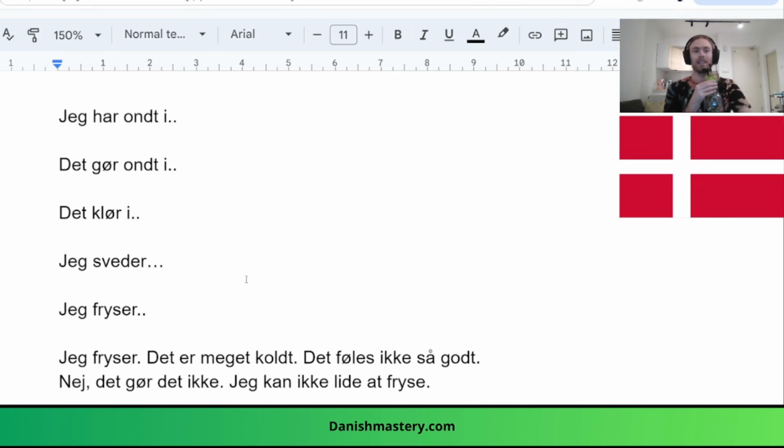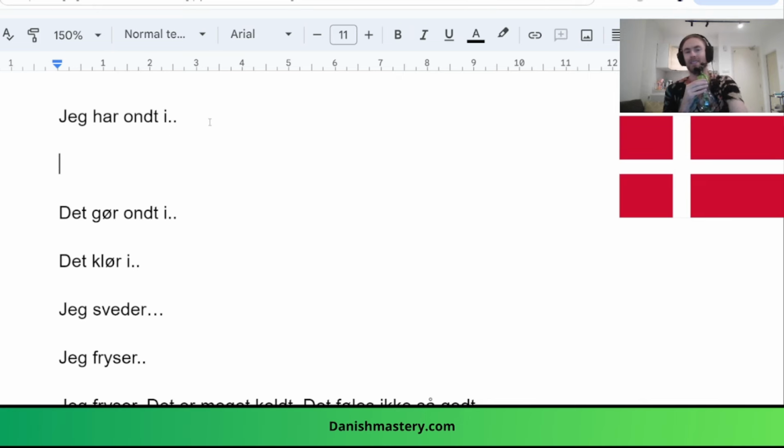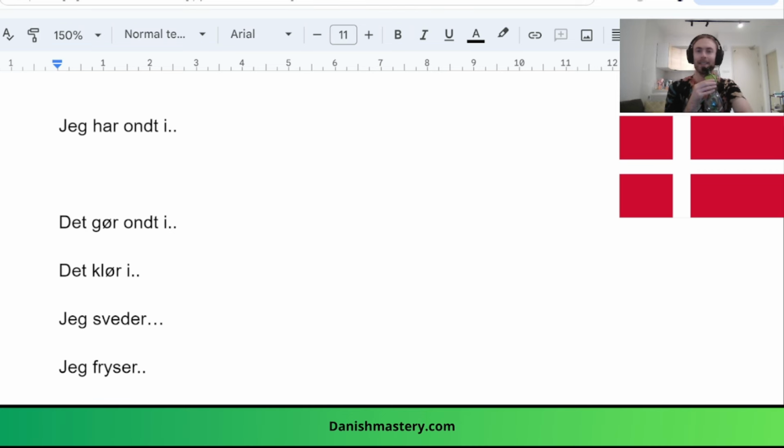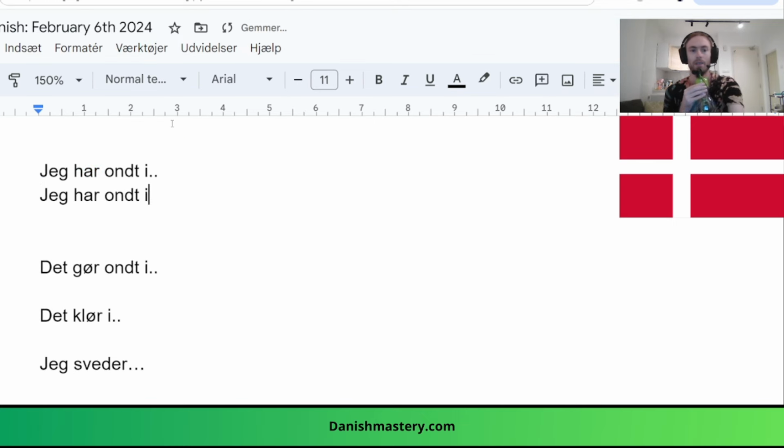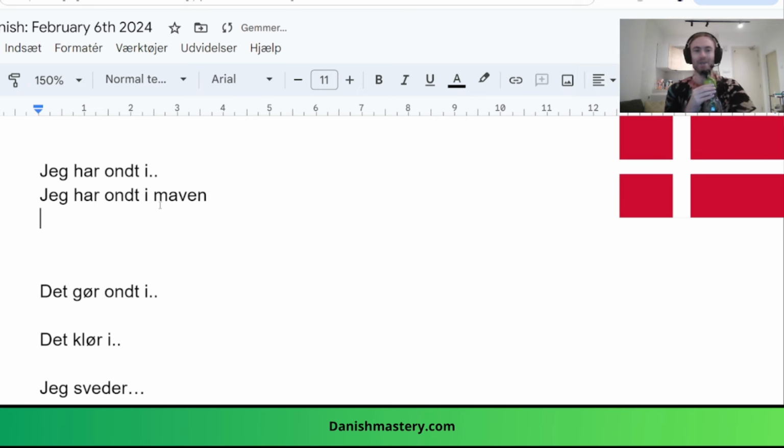Yeah, that looks better. So we're gonna start with something that doesn't feel good, but it's very common. So that is jeg har ondt i. Jeg har ondt i means my something hurts, or it hurts in my something. Right? So you could write something like jeg har ondt i. Let's just copy this so you see the whole sentence and I don't have to write it. Jeg har ondt i maven. That's a good one. Very common. Jeg har ondt i maven.